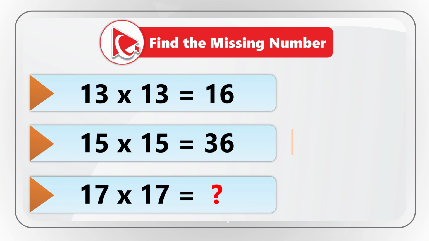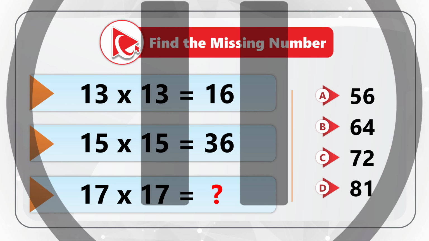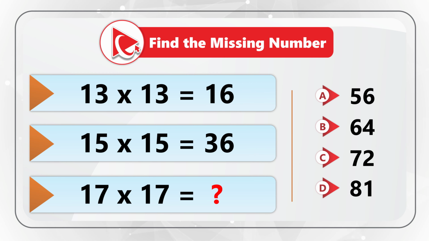You have four different choices to select from. Choice A, 56. Choice B, 64. Choice C, 72. And choice D, 81. Take a close look, maybe pause this video to see if you can come up with the answer. Did you figure it out?